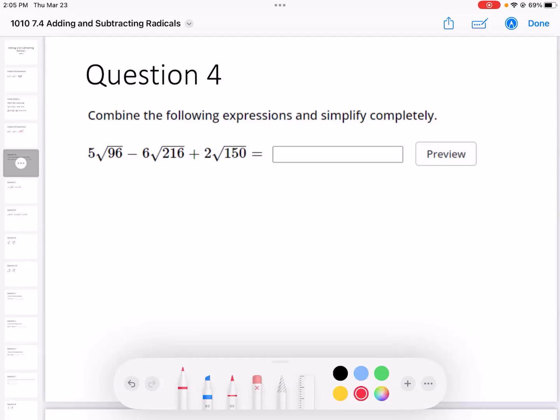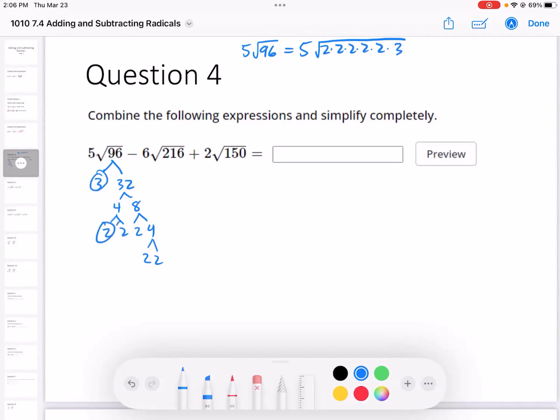So to do that, I'll start off by simplifying the first one. And when I factor out 96, 96 can be divided by 3, which gives 32. 32 can be factored into 4 times 8. 4 is 2 times 2. 8 is 2 times 4, and 4 can be factored into 2 times 2. So 5 times the square root of 96 can be rewritten as 5 times the square root of 5 2's multiplied together times 3, because those are the prime factors of 96.